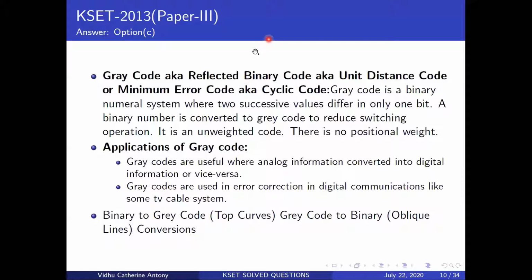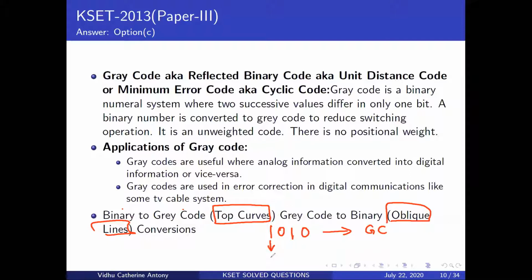Let's take some random binary number, 1010. I think of binary to gray as top curves because of the way it's done, and gray code to binary as oblique lines. I'll show you why. So this is binary to gray code. To change from binary to gray code, I remember this as top curves. If I want to change this into gray code, basically I write the first bit exactly as it is.